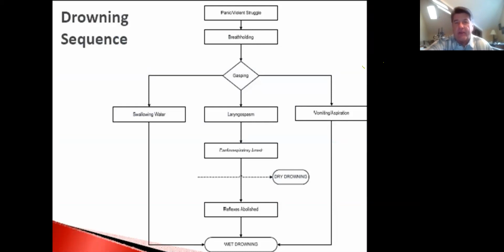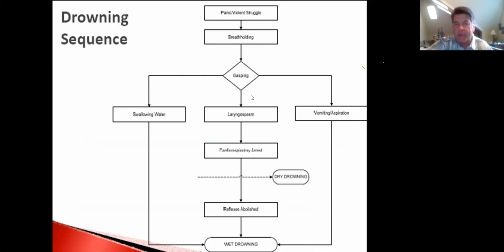Now here's a drowning sequence that I'd like to go over. Hopefully it shows up okay, but essentially what happens at the beginning of drowning? As I move my cursor up here, you can see that they're struggling at the very beginning. Struggling will lead to panic and breath holding. Breath holding will lead eventually to gasping. This is where the old concept of dry drowning came from.